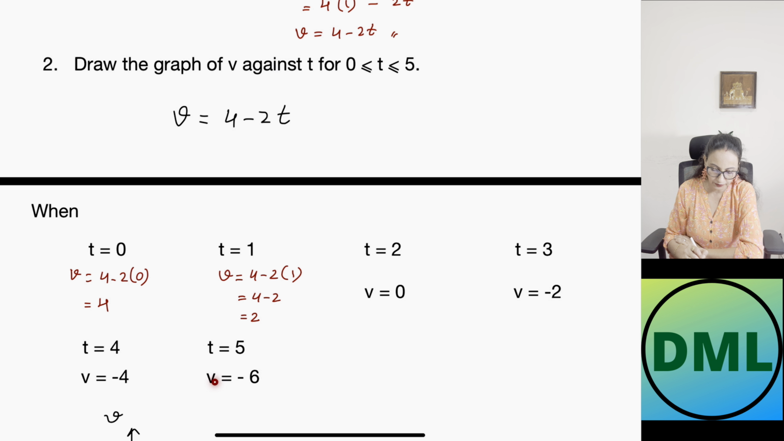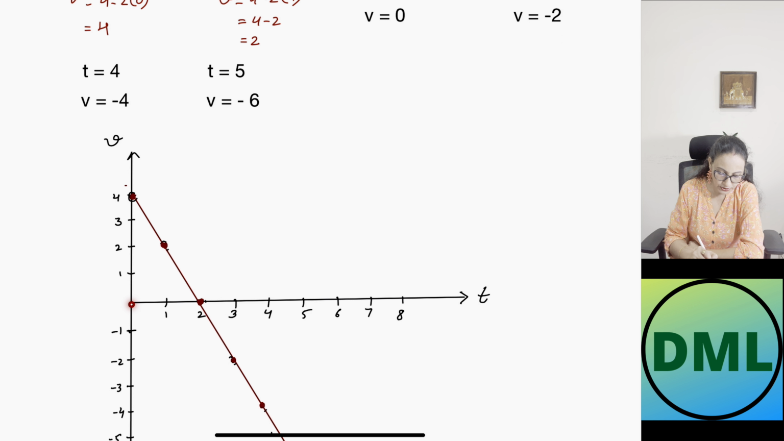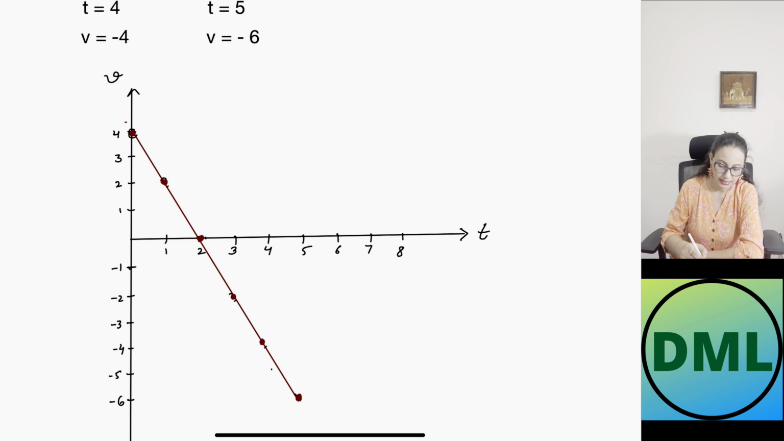When t is equal to 5, velocity will be negative 6. Let's plot all these values here on the graph. If t is equal to 0, my velocity is 4. T is equal to 1, velocity is 2. T is equal to 2, velocity is 0. T is equal to 3, velocity is negative 2. T is equal to 4, velocity is negative 4. T is equal to 5, my velocity is negative 6. This is my velocity time graph from the displacement time graph.